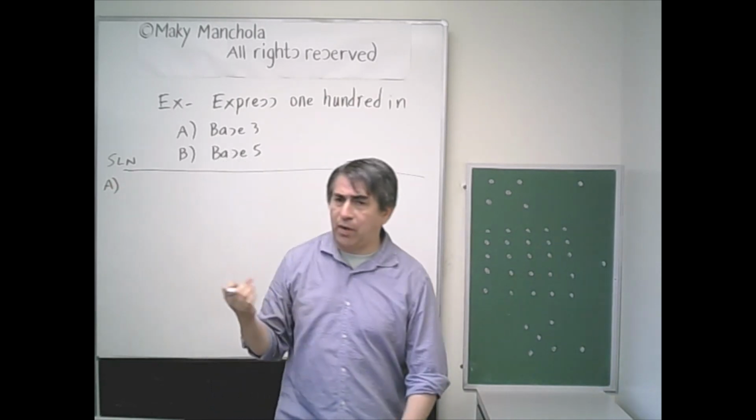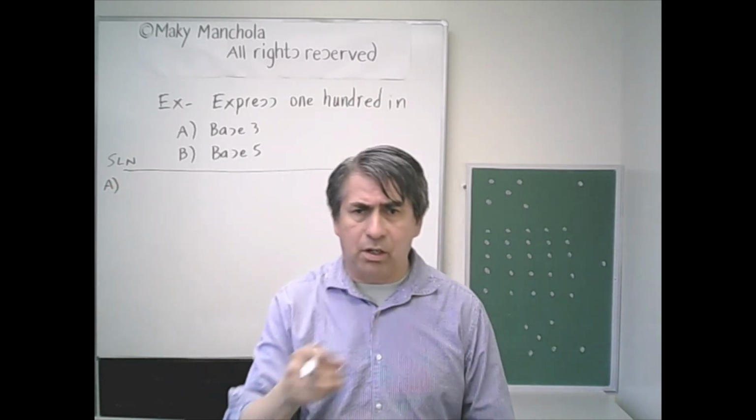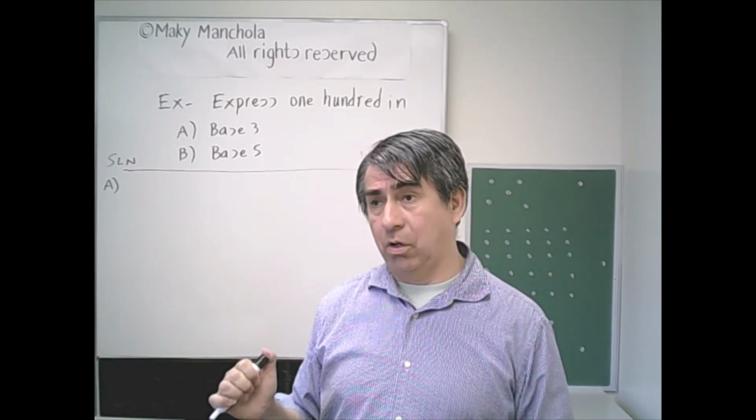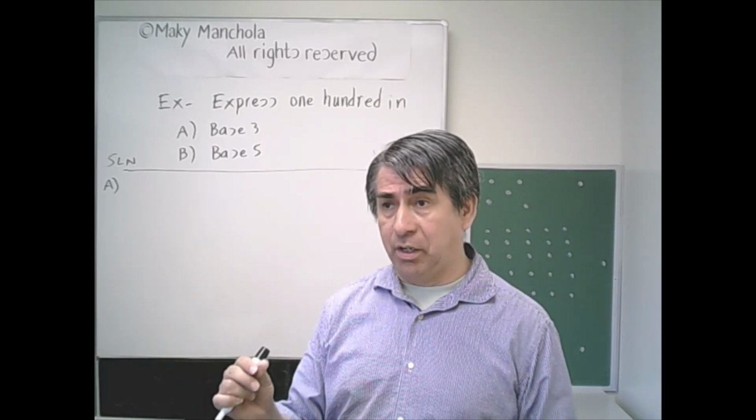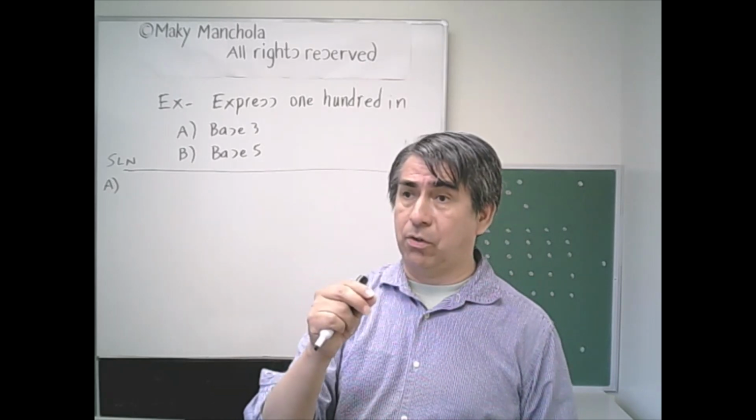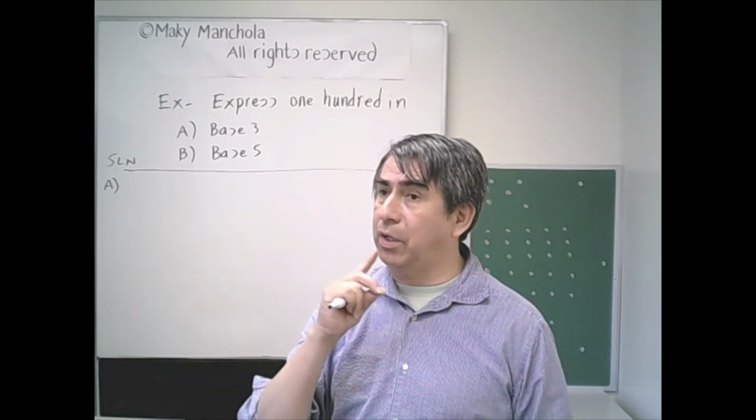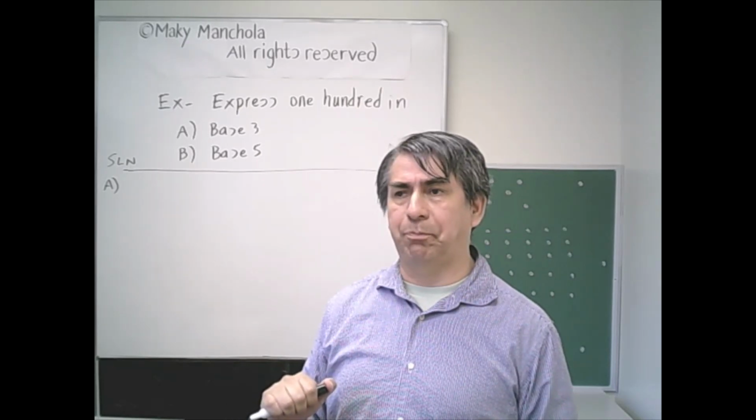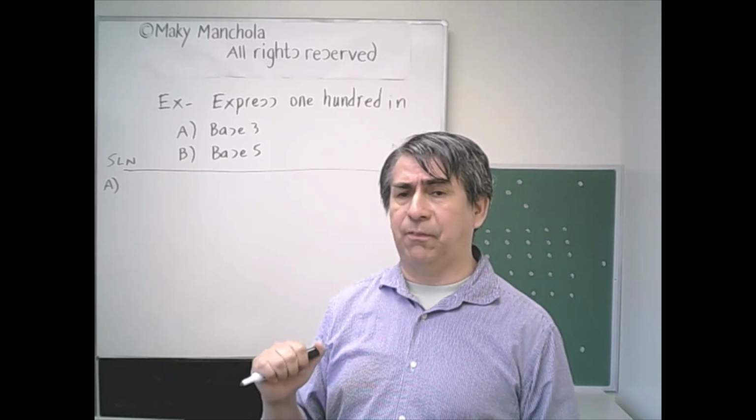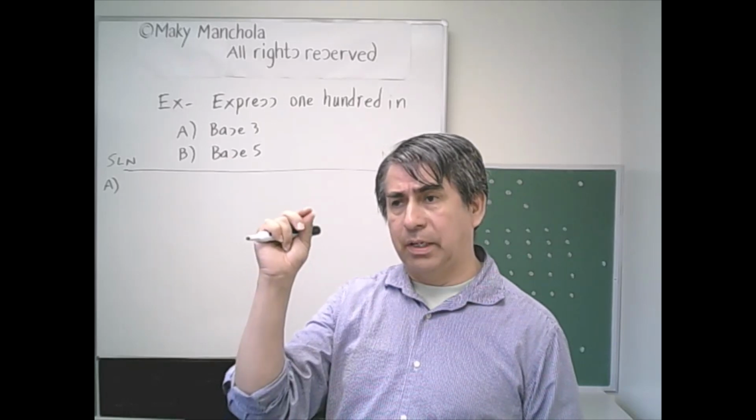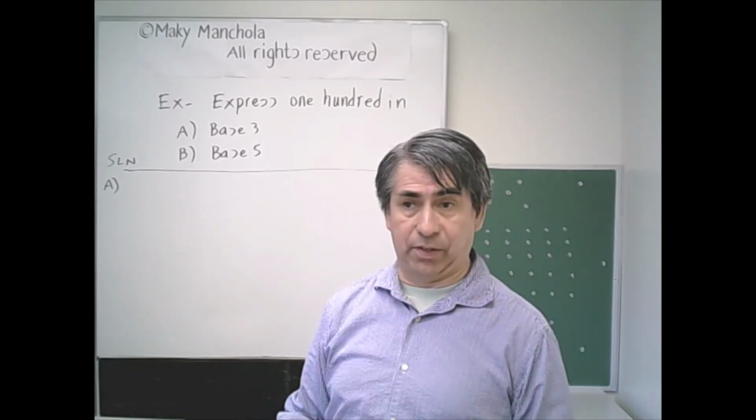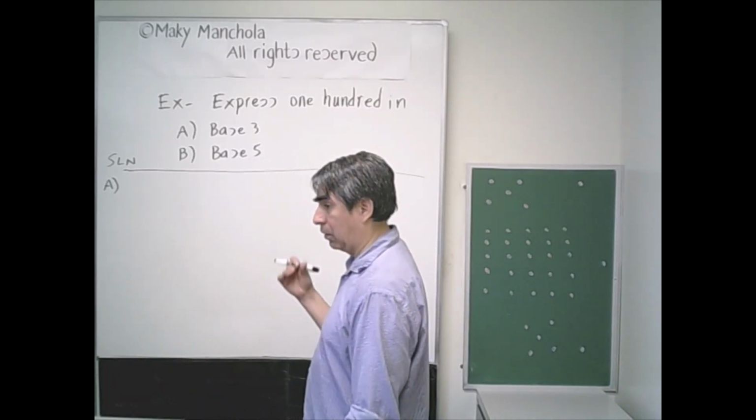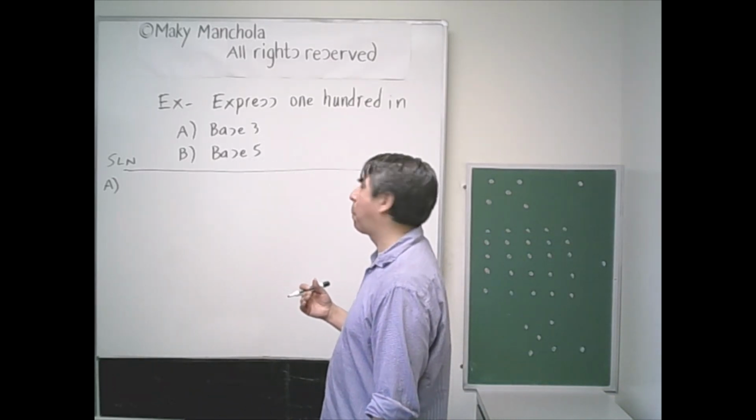Okay, so here's what we're after. We want to write 100 as a combination of powers of 3, beginning with 3 to the 0 up to 3 to the power k, where k is some natural number. Now we're always after the least k necessary. I will explain as we progress in the example.